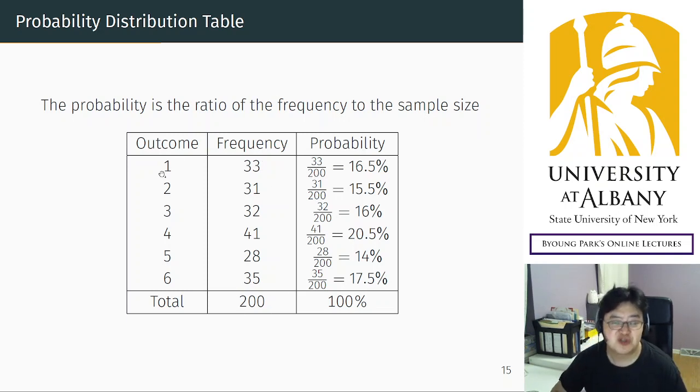So you observe 33 times out of 200, which is 16.5%. And similarly, you observed 35 times out of 200. So the ratio is 17.5%. Again, the sum of all probabilities must be 100%. Obviously. Okay, this is how we calculate the probability from the data.